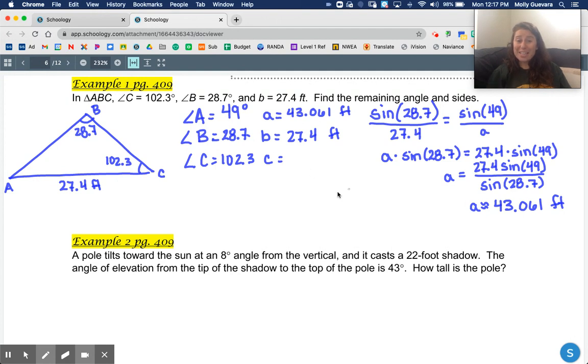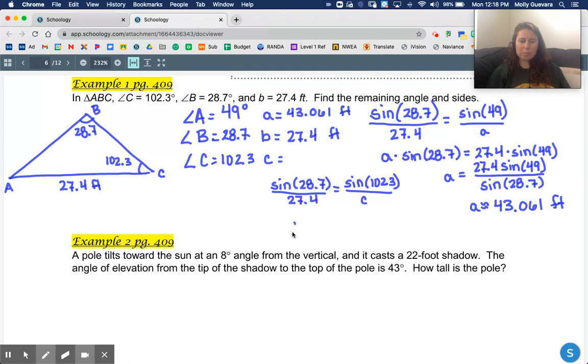Now I'm going to do the exact same thing for B, or for C, excuse me. So I'm going to take my sine of the angle I was given, 28.7, divided by the side across from it, so 27.4. So that's the same. But now I'm going to solve for side C, so I have to use angle C. So now I'm going to have sine of 102.3 over side C.